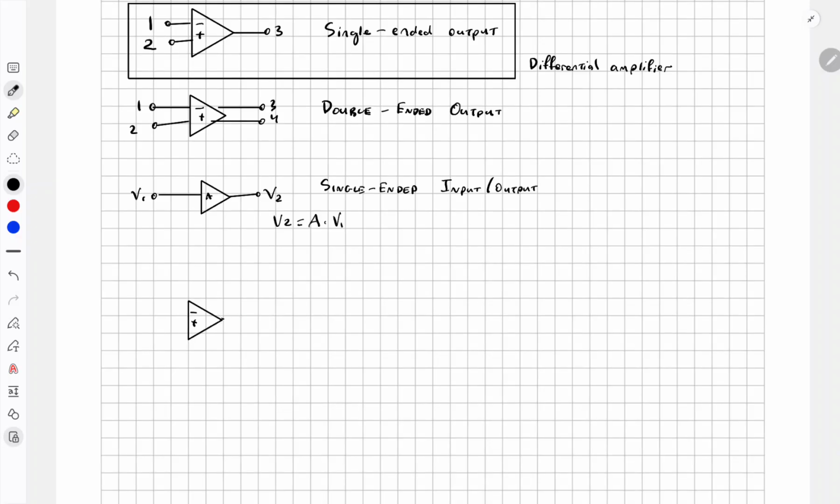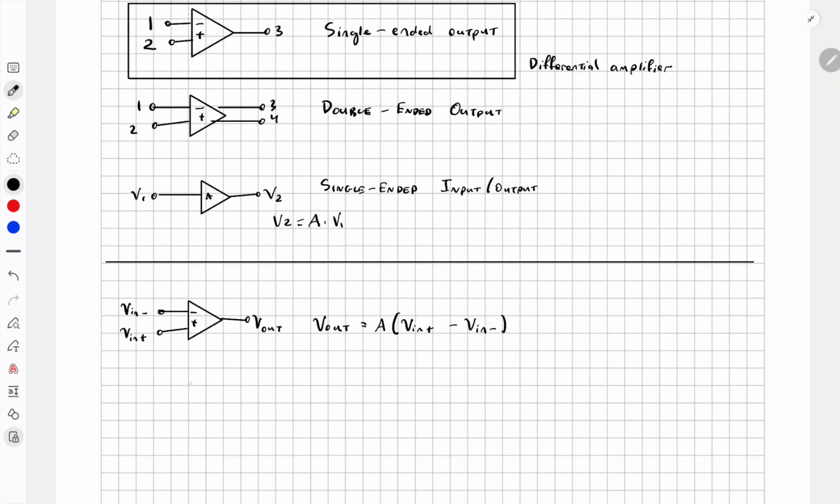I'm going to redraw the triangle. The output, I'm going to call that V out for obvious reasons. The inverting terminal, we call that V in minus. And the non-inverting terminal, we call it V in plus. So this is the standard terminology that we should get used to using. For the single-ended output op amp, just do V out is equal to A times V in plus minus V in minus, okay?